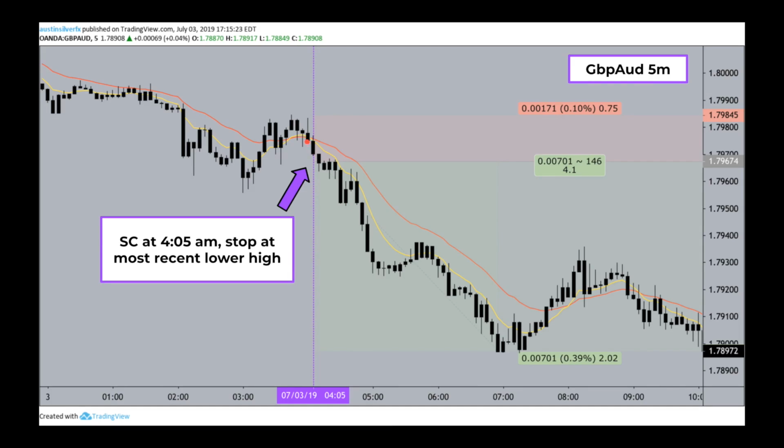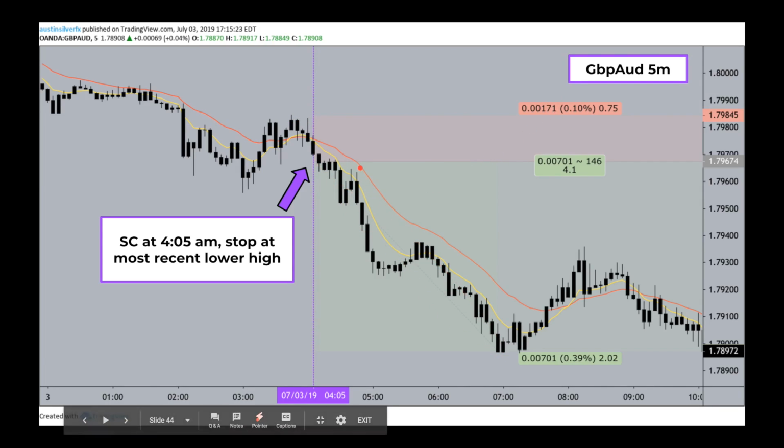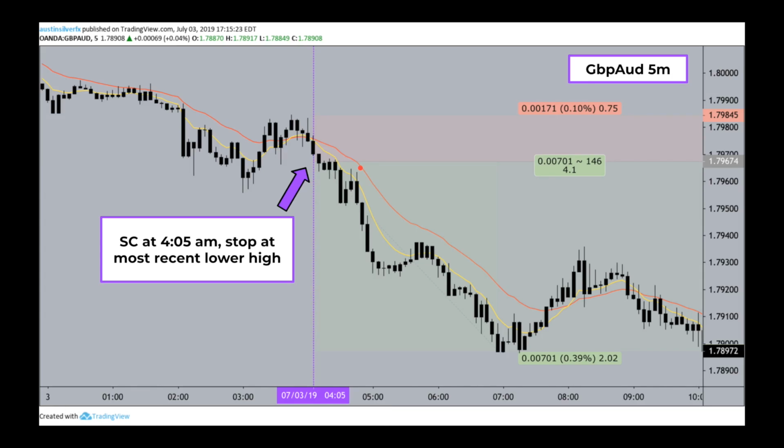At 4 o'clock in the morning, it's a beautiful shift candle down. After being in a downshift for a long period of time, it shifts up, tries to go higher. It can't. Shifts back down. That's your entry. Stop at the most recent lower high, so about 17 pips, and this ends up falling 70 pips and never touches the 21 EMA. So when you find volatile pairs, you will very often see moves like this. How do you take advantage of all 70?